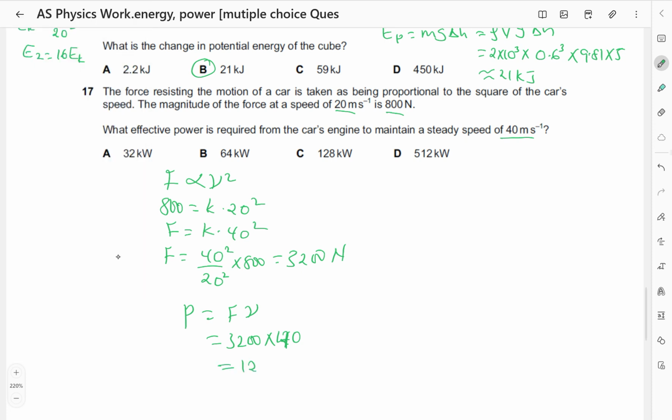So this is 128,000 watts, which is 128 kilowatts. So the answer is C.